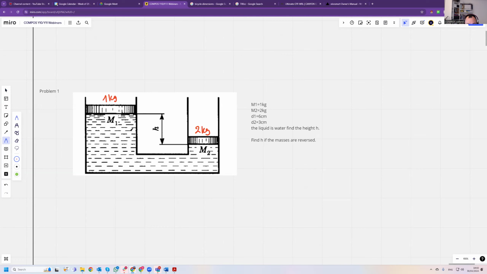And we have the diameter. The diameter is 6 centimeters, and we have 3 centimeters. The liquid is water. Well, if the liquid is water, we know the density. Density is 1,000 kilograms per cubic meter.